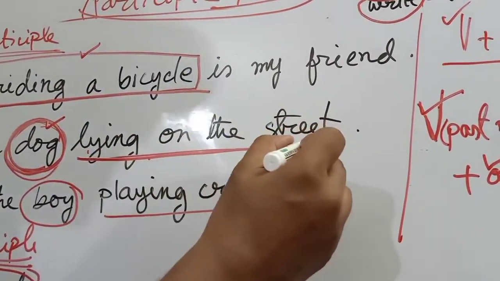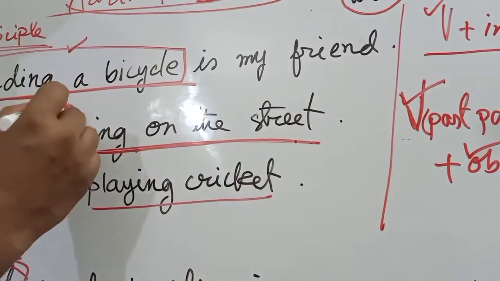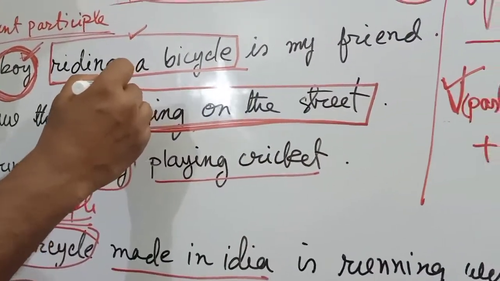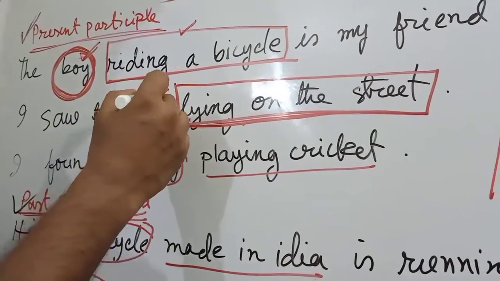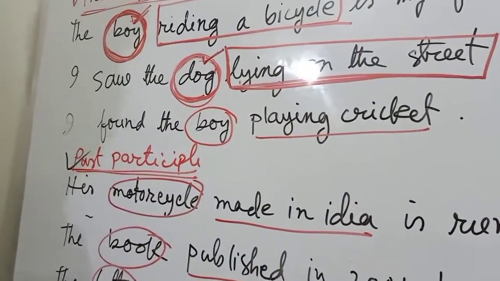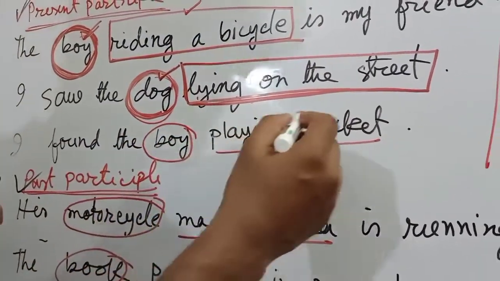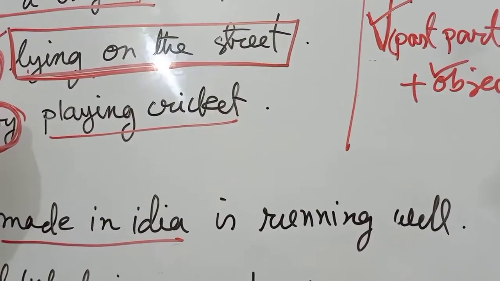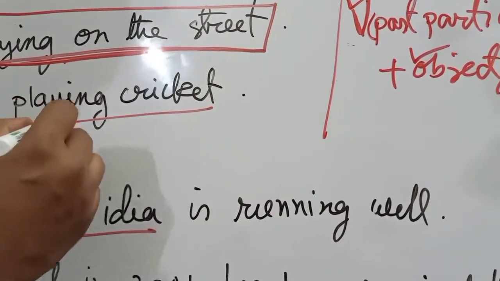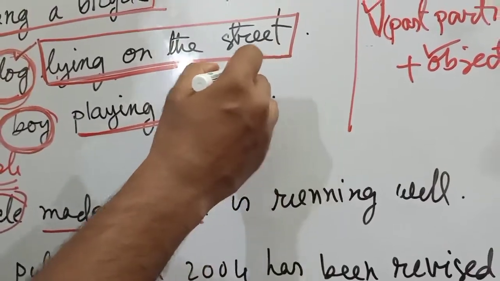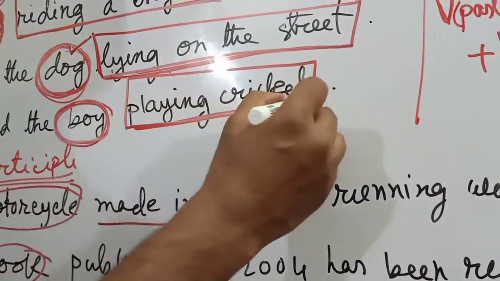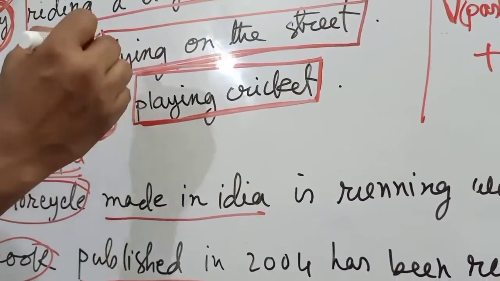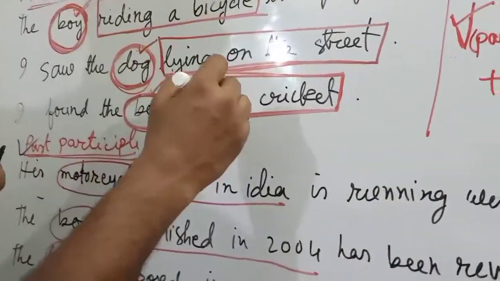That is lying on the street. So this "lying on the street" is a present participle phrase that is modifying the word dog. In the third example, I found the boy playing cricket. The boy here is the head word, or the word to be modified. Here, "playing cricket" is a present participle phrase. This present participle phrase is modifying the word boy and is used as a post modifier.